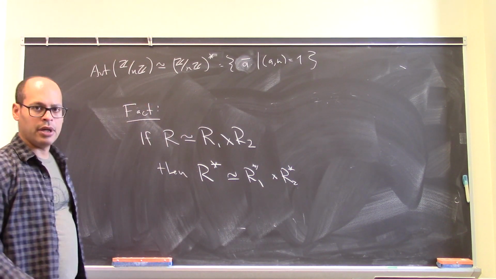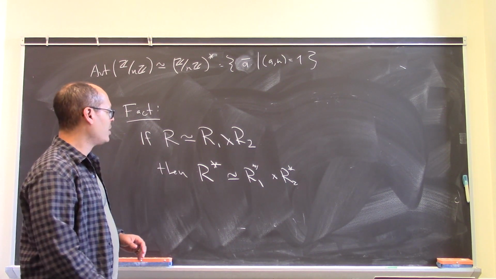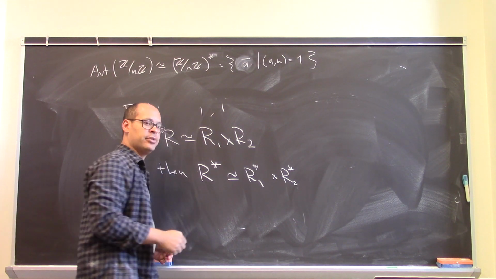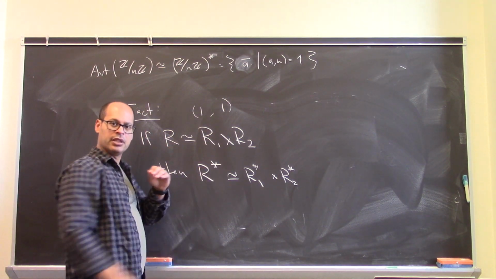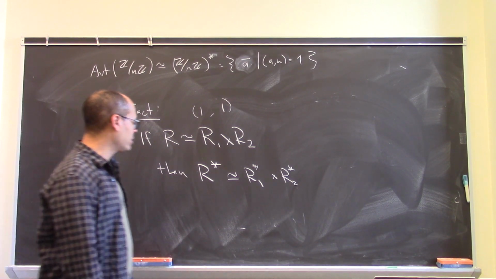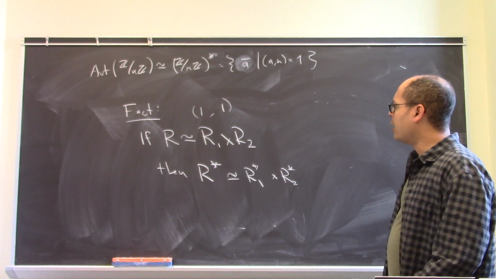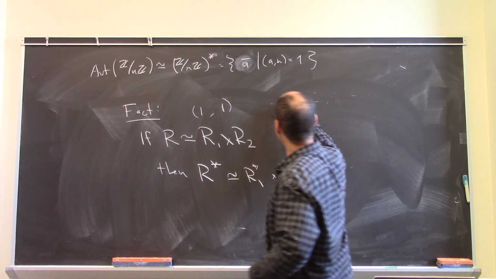Okay, so this is a pretty straightforward thing to see. If multiplication is done component-wise, the identity element is kind of identity cross identity, if you will. And so if something is invertible, then you have to find the inverse in both factors, and that's how it works. All right.